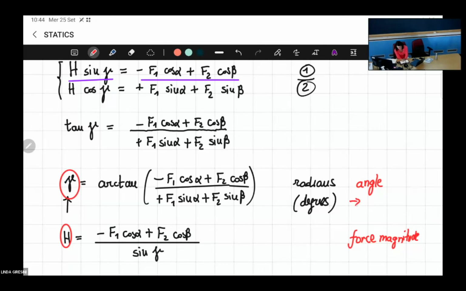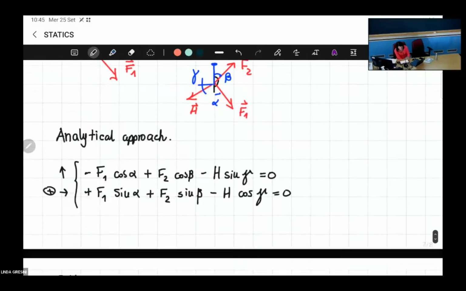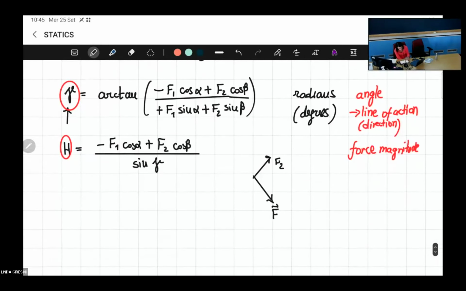Okay, so the angle gives, I write it, the line of action, or direction if you want. It's not the same. Let's say that the line of action is the line itself. The direction also gives the verse. And the verse can be seen from the free body diagram, for example, if it is this one. This is F1, this is F2, and the H is this one.